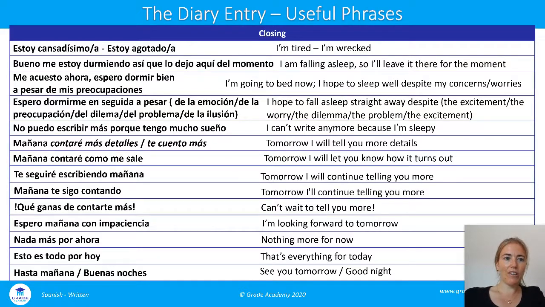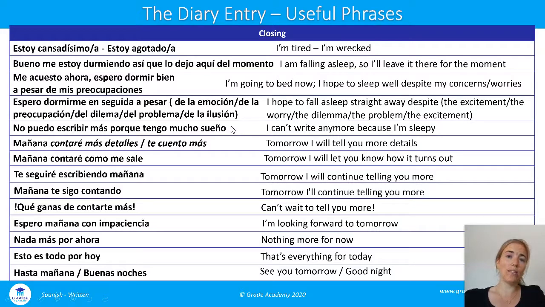When you're closing your diary entry, there's lots of ways to close it. So again, pick some of these sentences that you think will work for you. Be able to adapt them where necessary. So you might be tired. Again, estoy cansado or cansada is fine. Or you could say cansadísimo or agotado to vary up your language a little bit. You might want to say no puedo escribir más, I can't write more, porque tengo mucho sueño, because I'm very tired or sleepy in this case.